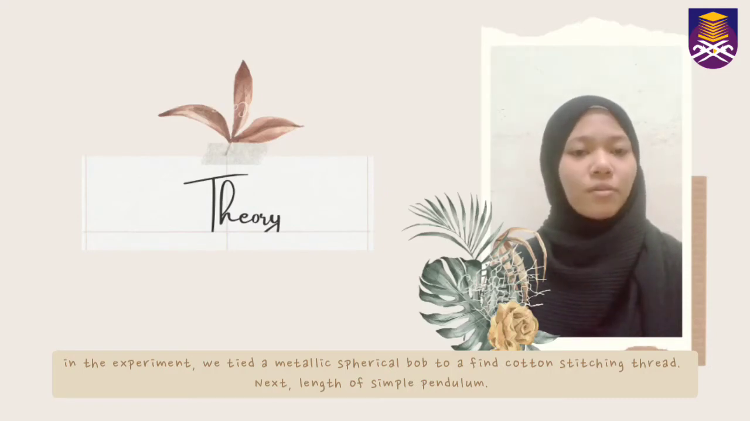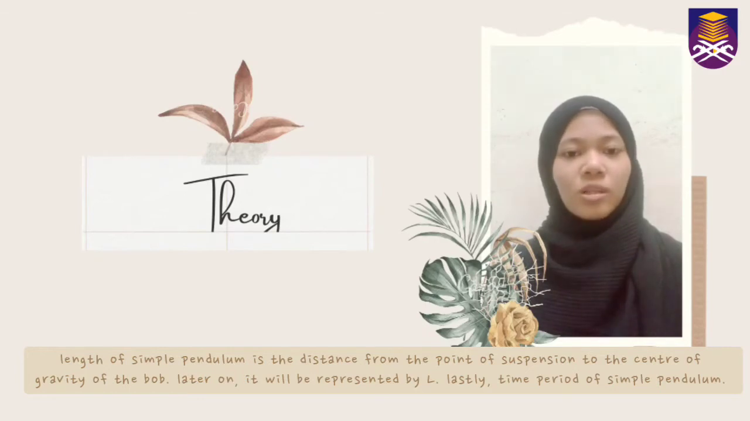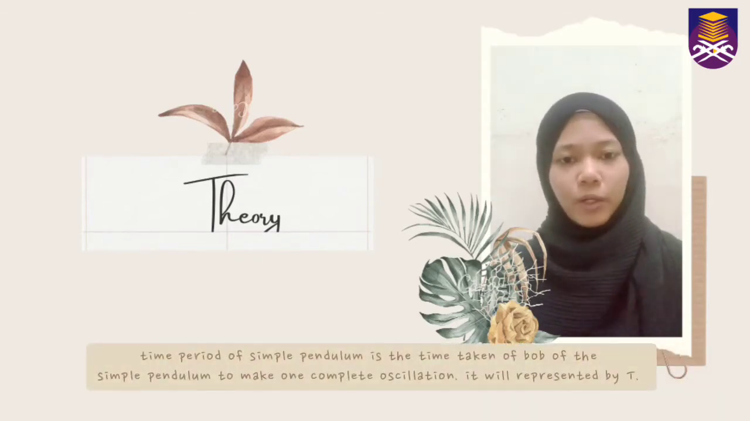Next, length of a simple pendulum. The length of a simple pendulum is the distance from the point of suspension to the center of gravity of the bob. It will be represented by capital letter L. Lastly, what is the time period of a simple pendulum? The time period of a simple pendulum is the time taken by the bob of the simple pendulum to make one complete oscillation, and it will be represented by capital letter T.